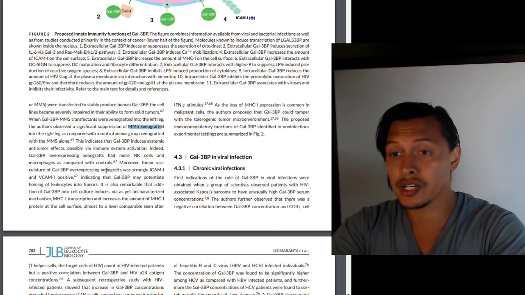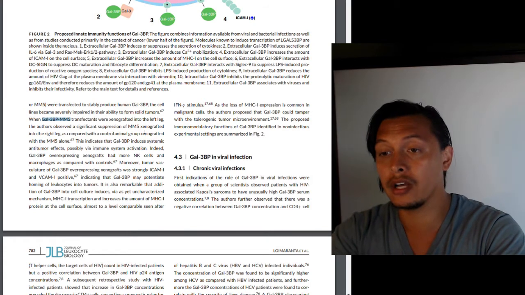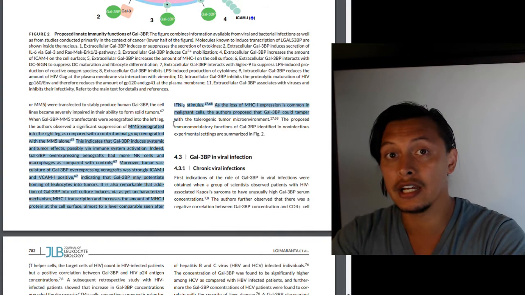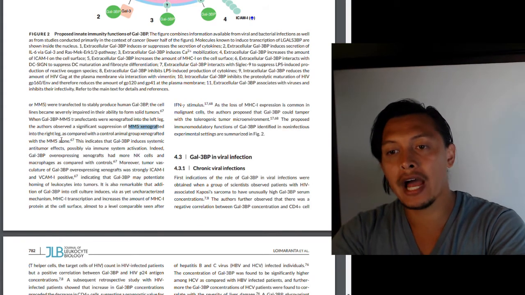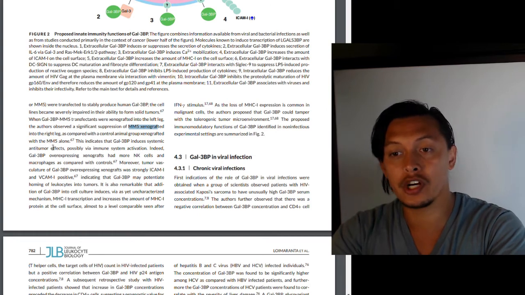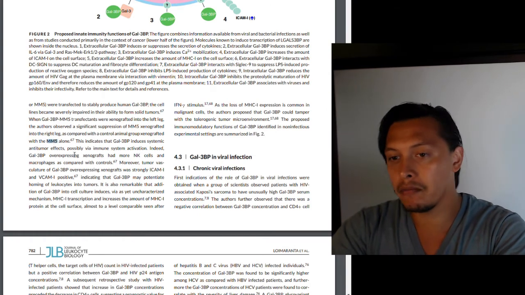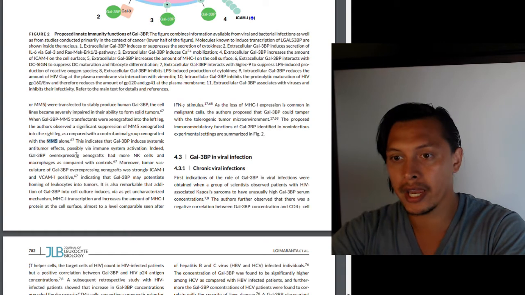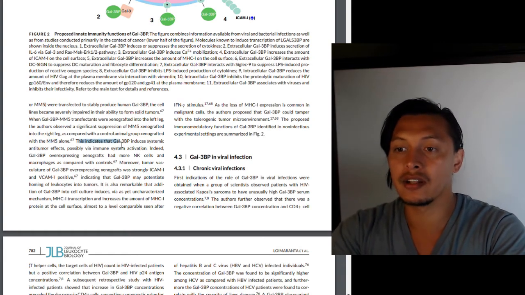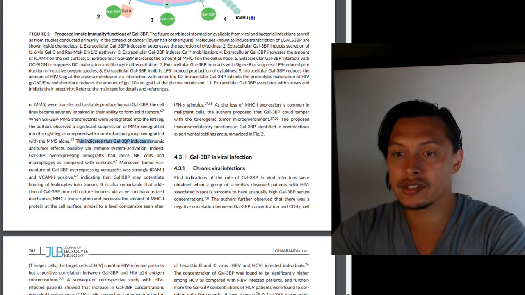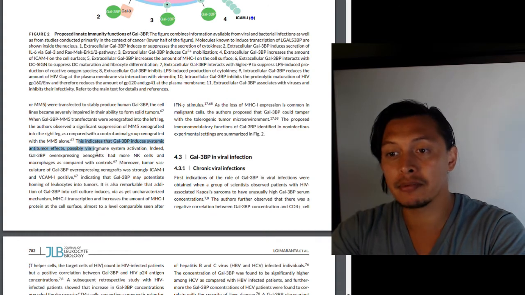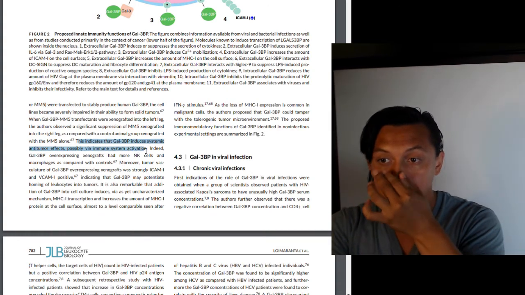So that's interesting. Even the galectin-3 binding protein in one cancer is able to affect the cancer in the other leg. However, if you have both legs infected with just the MM5, they are both progressing like normal cancers do. So this indicates that galectin-3 binding protein induces systemic anti-tumor effects, possibly through immune system activation.